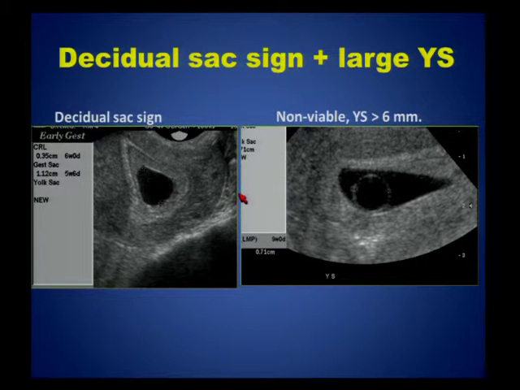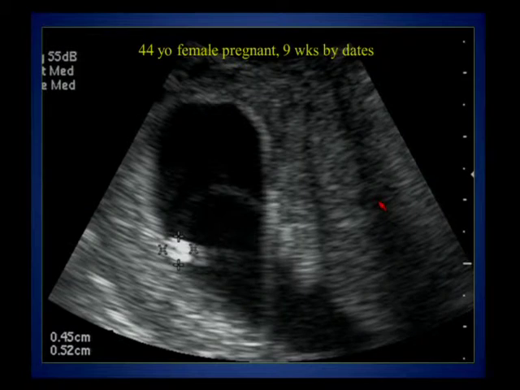Here's a case of early pregnancy. We see the double sac sign here. But this is the yolk sac, and it's measuring 7 millimeters. Again, for those who are measuring these, you always want to measure from the inner border to the inner border to get the measurement. 7 millimeters, non-viable outcome. When you see this, the game is over pretty much.